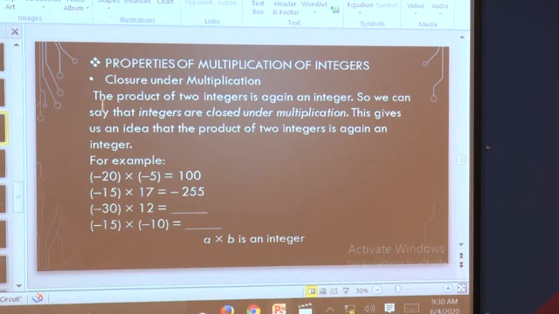In short, we can say that closure under multiplication, we can write simply that a into b is an integer. Okay, everyone understood? You can form your own examples similar to mine and you can find out what closure under multiplication is.